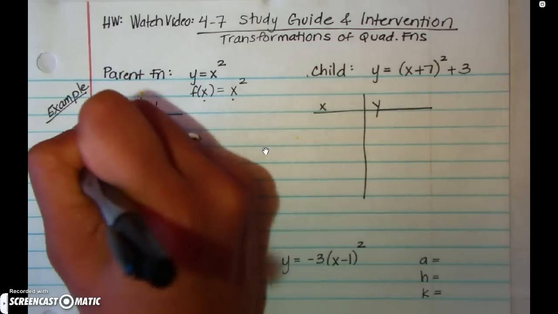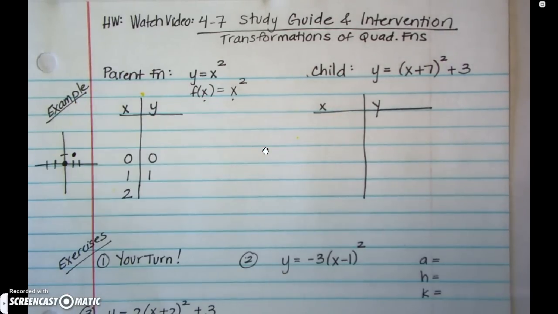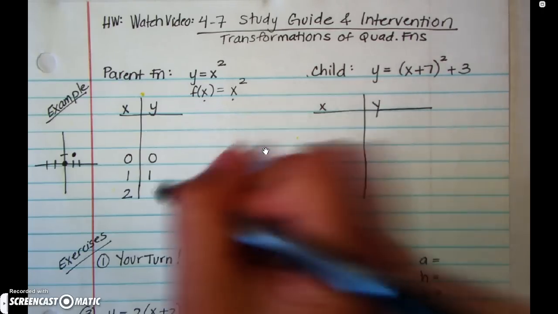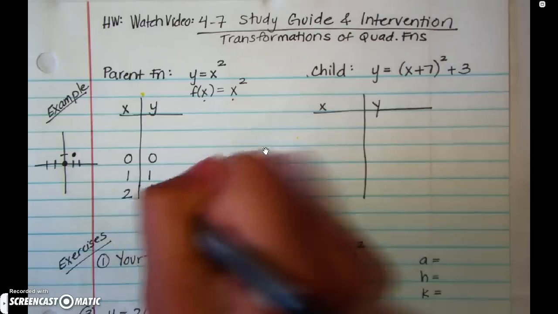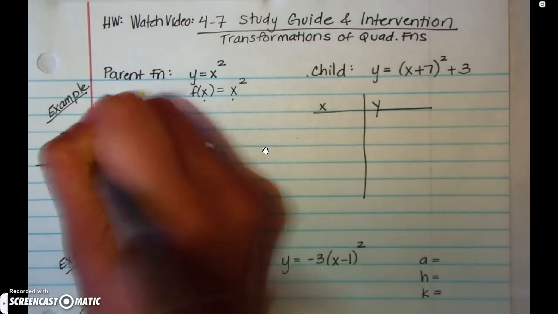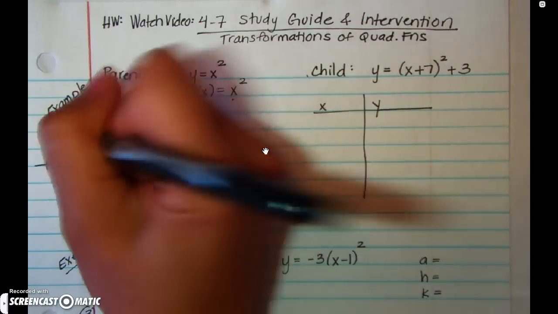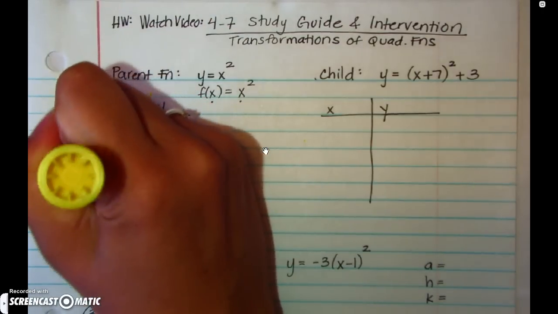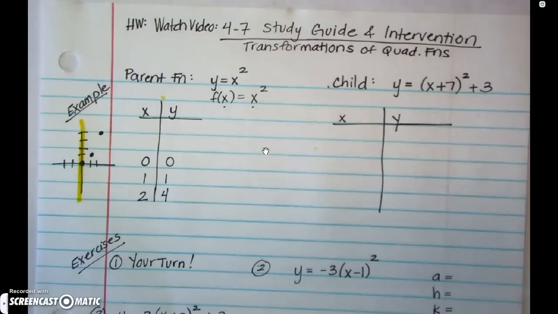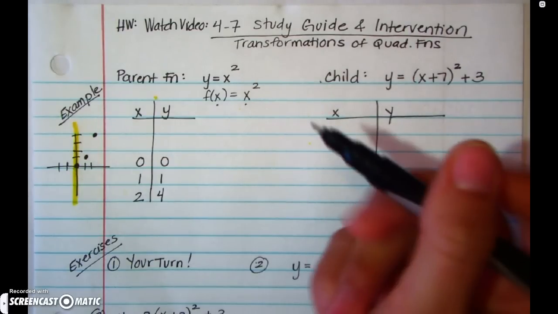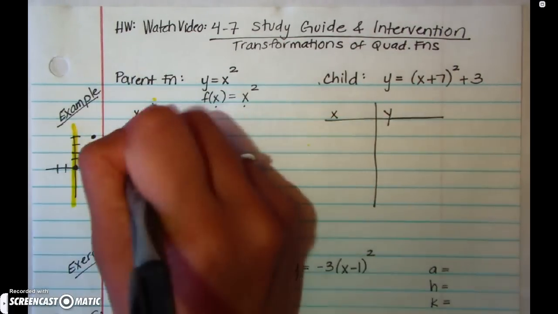Okay, so I would plot my points. 0, 0, 1, 1, and then I'm going to go to 2. What's 2 squared? 2 times 2 is 4. So then you plot that point. Remember that the axis of symmetry in this case happens right on the y-axis. So the graph is symmetrical on the right as it is on the left. And you're going to see that as we go through the math.